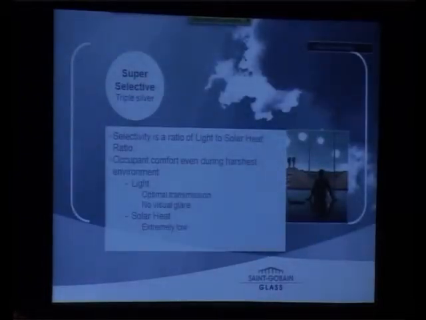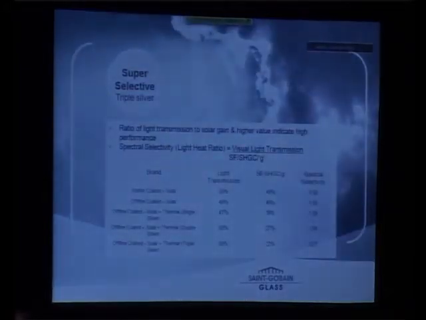So selectivity I have explained. Light and solar heat gain coefficient, you need to look at it. Look at this chart. The first one, the online coating technology, I'll show it here. With a light transmission of 30%, it gives you selectivity of 0.65. That means still the solar heat gain coefficient is around 46%.